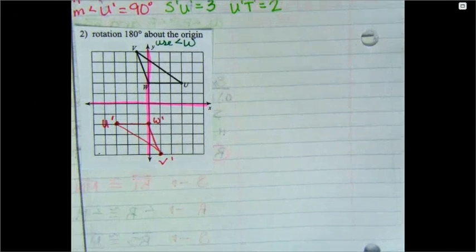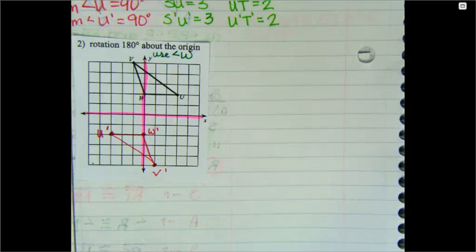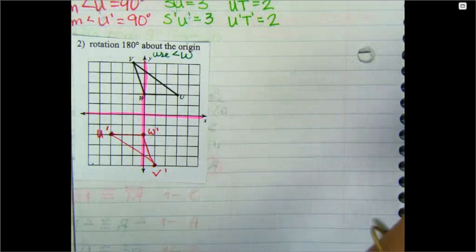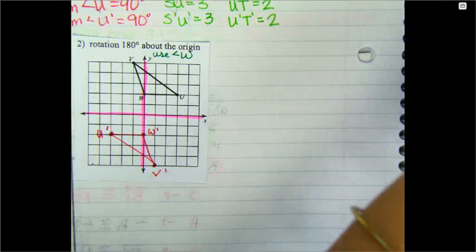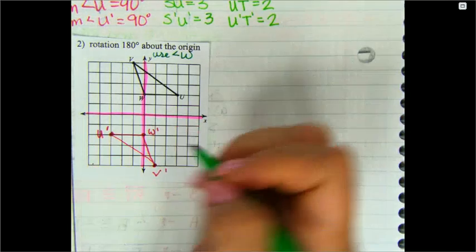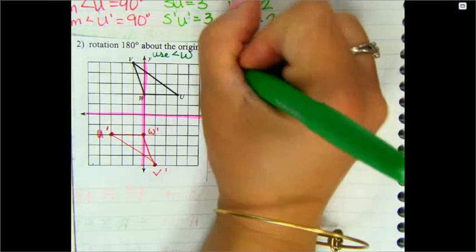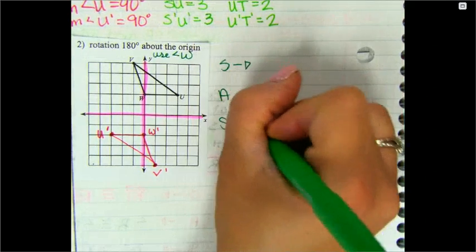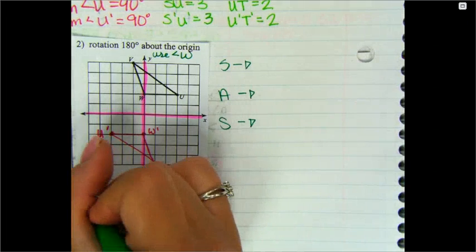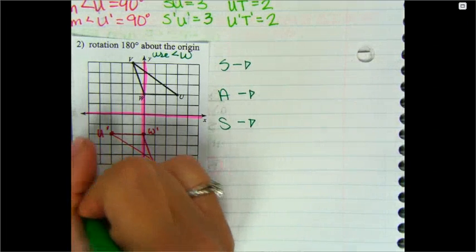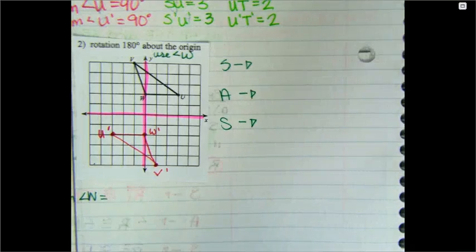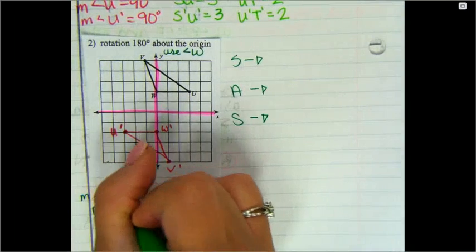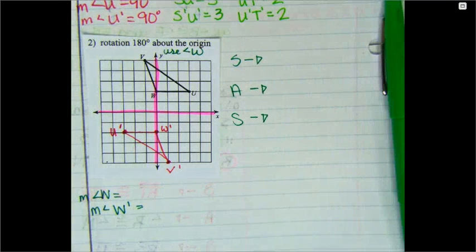Okay. What angle did I say to use? W. So what does that mean about W? You need to measure it with the protractor. So go ahead and take your protractor and measure angle W. Then you're going to measure W prime.